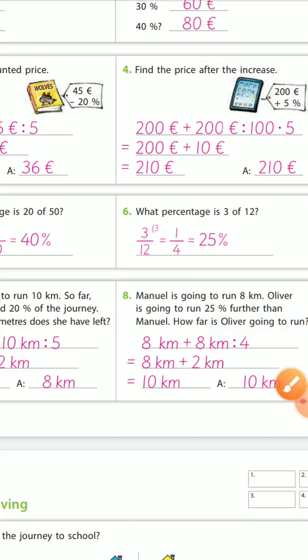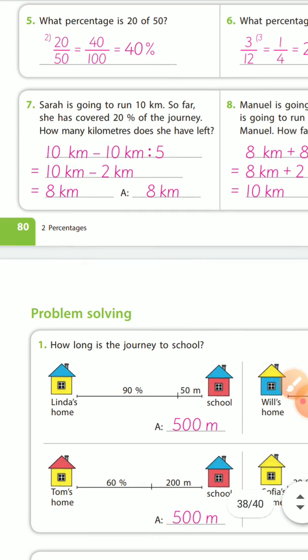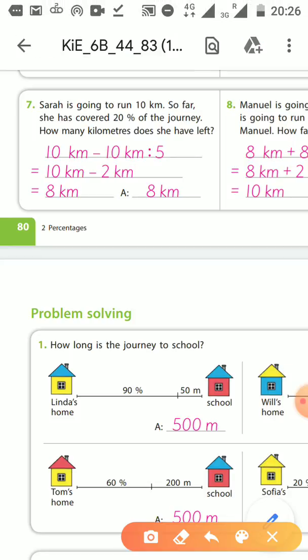Then over here, next question. Sarah's going to run 10 kilometers. She's covered 20% of her journey. How many kilometers does she have left? So you're just going to work out what 80% of the 10 kilometers is. So that's an easy one. You just know it's 8 kilometers.